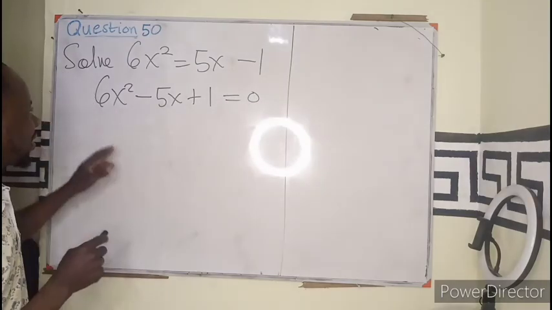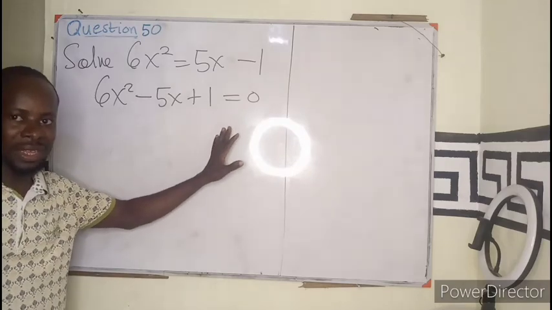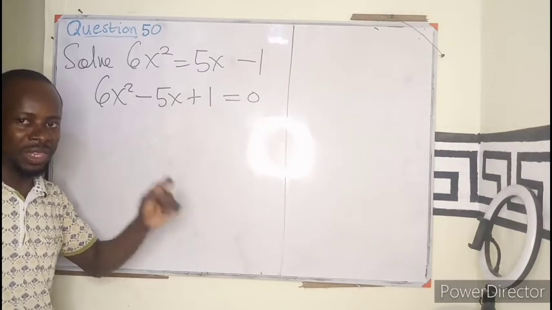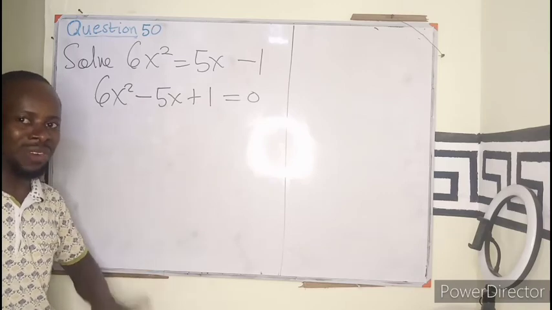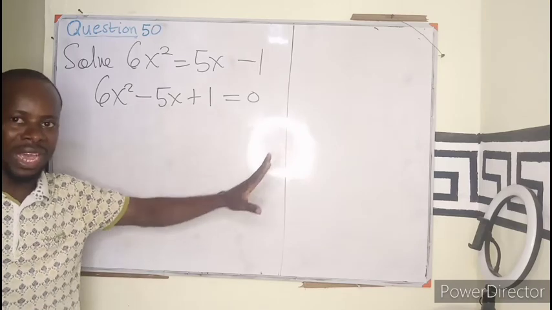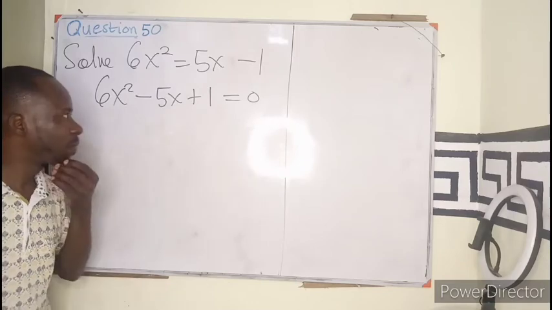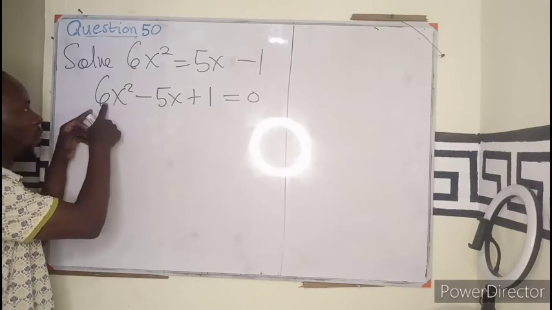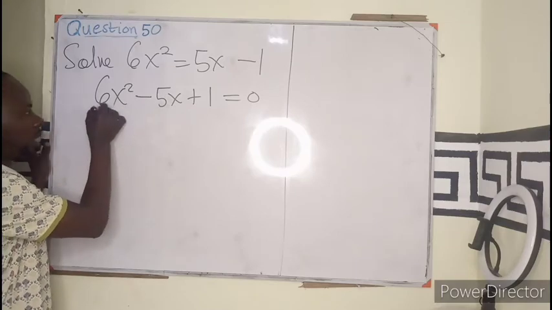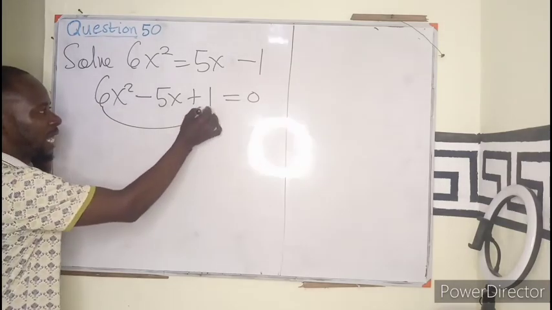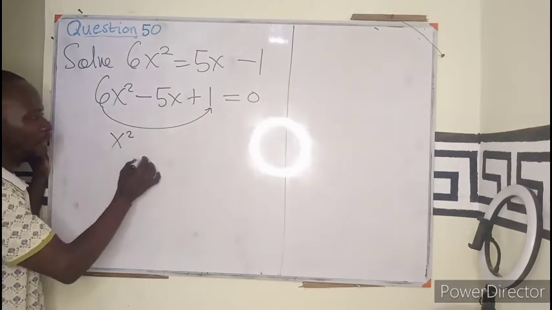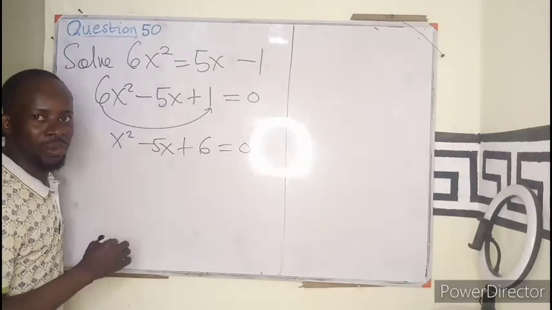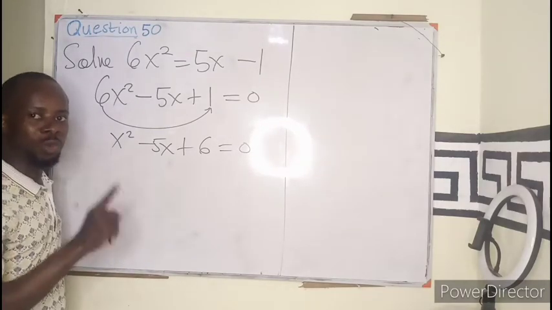Alright, we can get the answer for this very easily in two approaches. There's the easy way, which I've treated in one of my videos, and the quadratic equation. The easy way to find the answer to a trinomial: the x squared is having a value more than 1, so I am going to use this to multiply this. That means I'll be left with x squared minus 5x plus 6 equals 0.